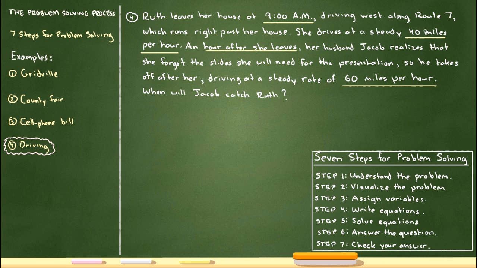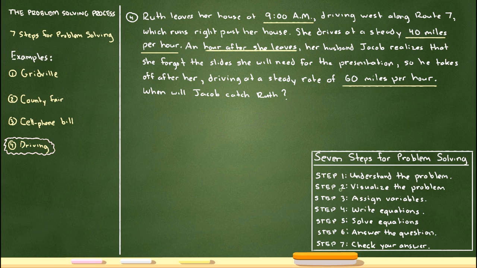So Ruth is going 40, and Jacob is going 60. So eventually, he should be able to catch her, right? Because he's gaining 20 miles on her every single hour. So when will Jacob catch Ruth? So that's understanding the problem.